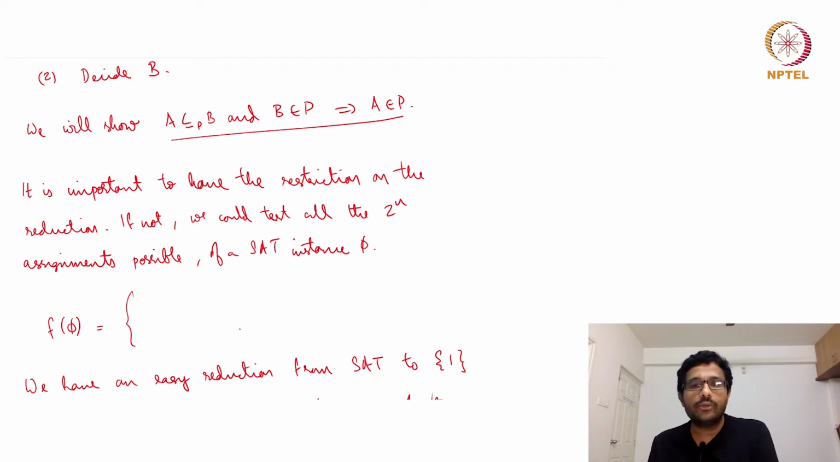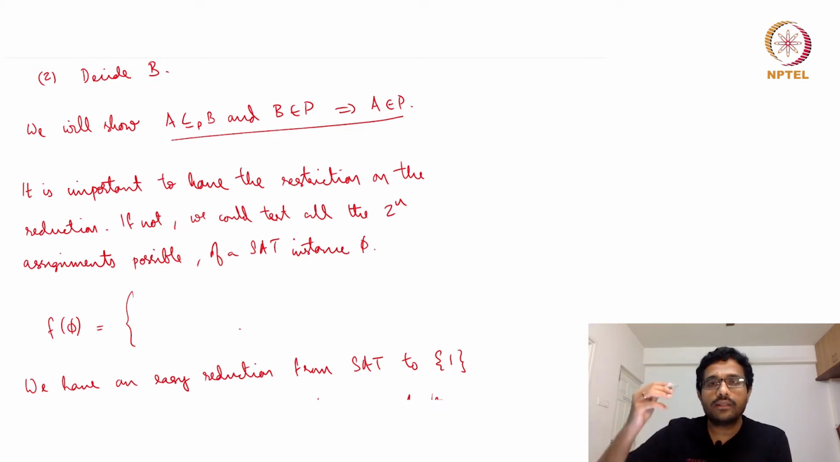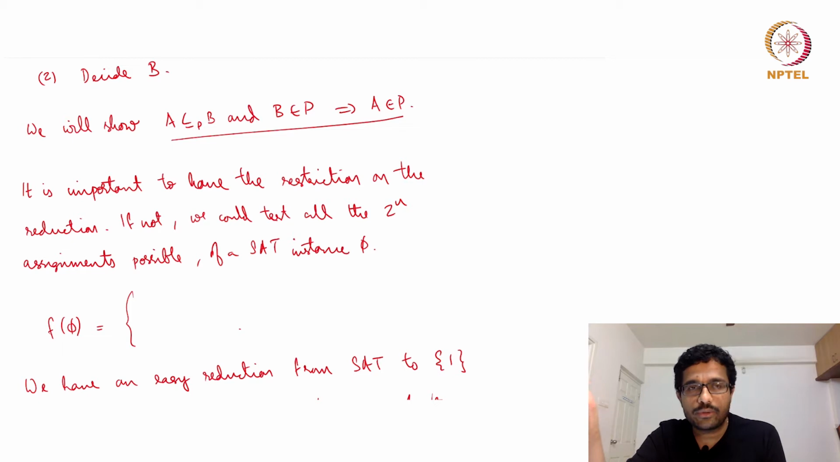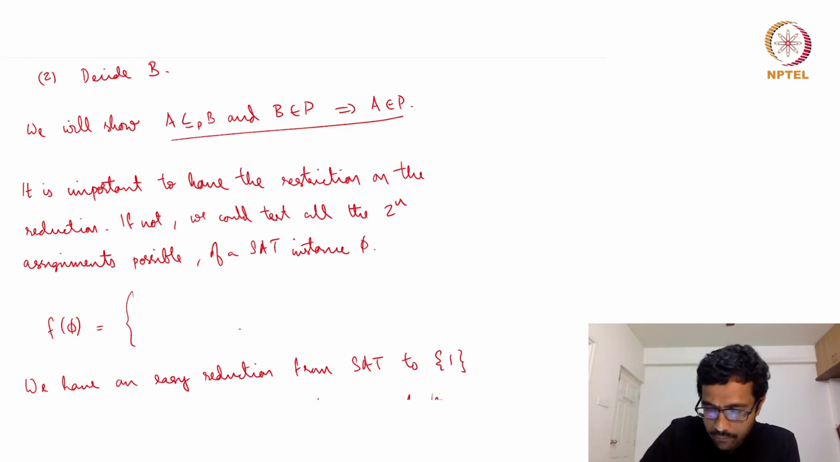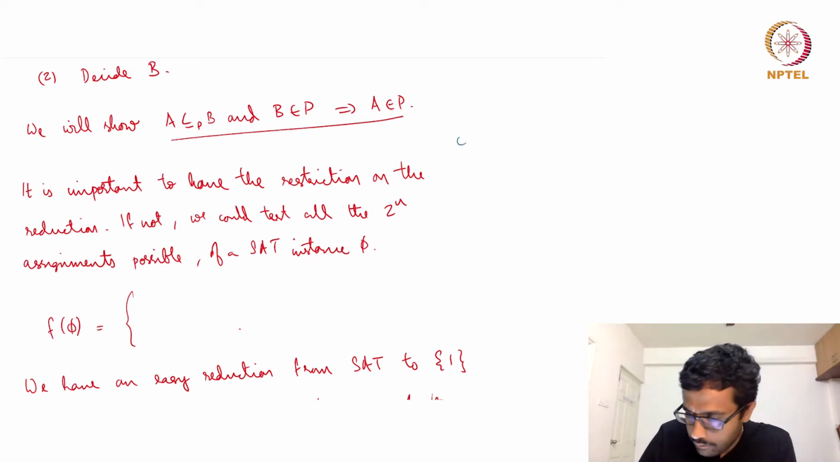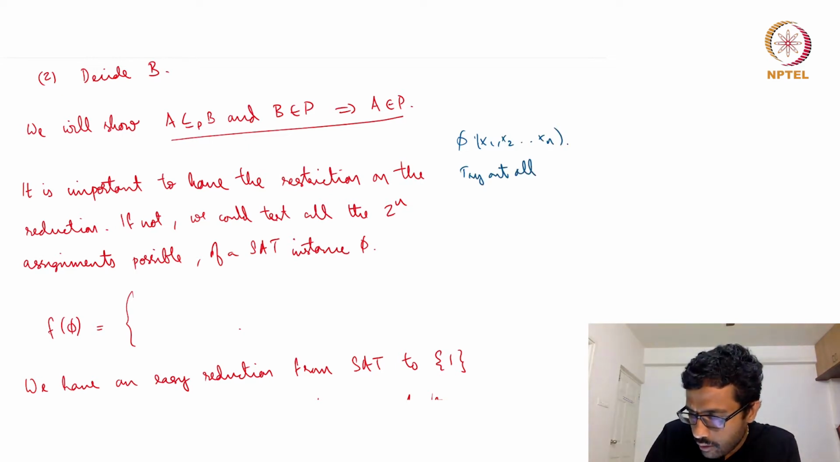So one thing I can do is, given a Boolean formula phi, let's say it has n variables x1, x2, up to xn, I could try out all possible assignments. So there are 2 power n possible assignments for this.